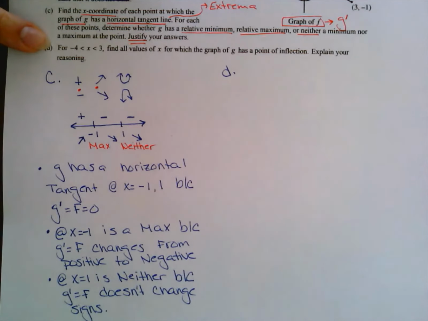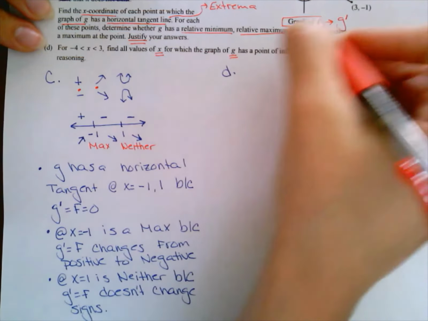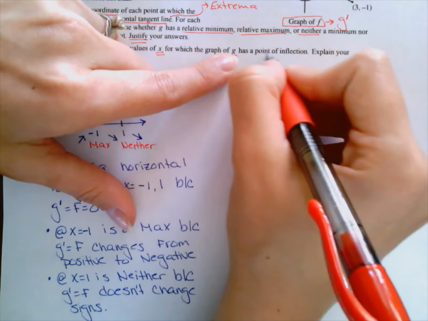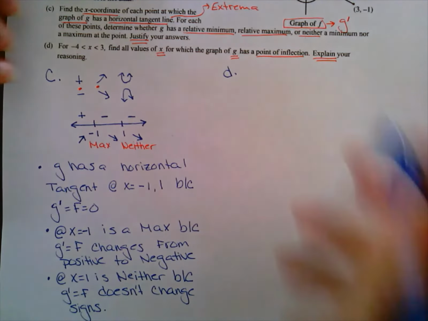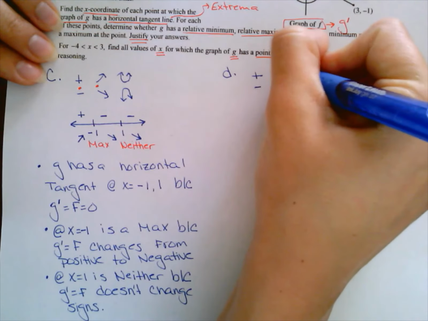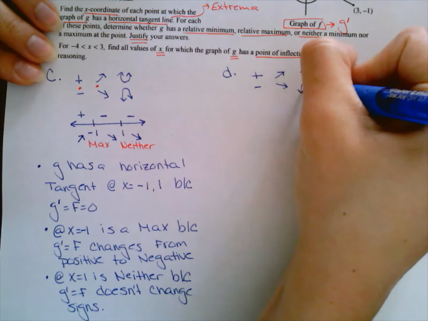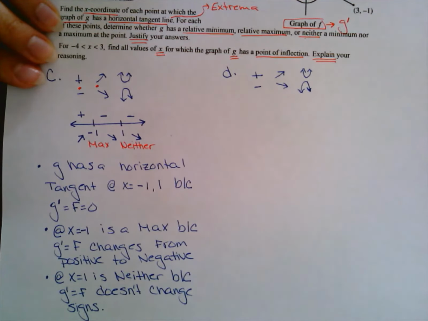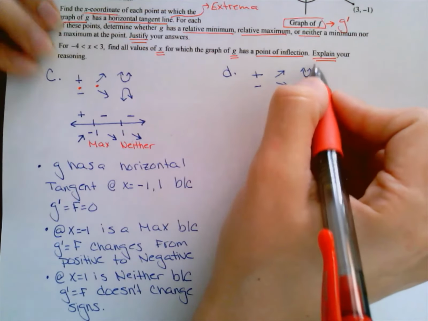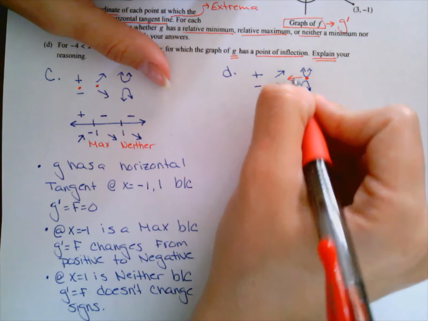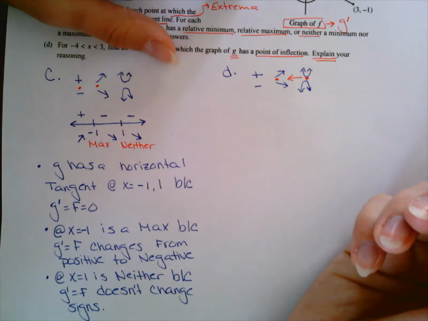D says, from -4 to 3, find all x values for which the graph of G, which we have its derivative here, has a point of inflection. And then, of course, just like justify, it says explain. So let's start off with my positive, negative, increase, decrease, concave up, and concave down. Okay? If they ask for a point of inflection, points of inflection happen when I change concavity, which if I have the graph of its derivative, I need to go one back and find the change in increase and decrease. So I'm really looking for extremas.